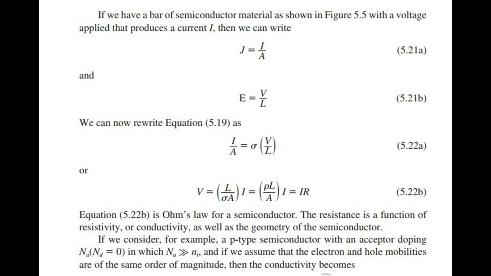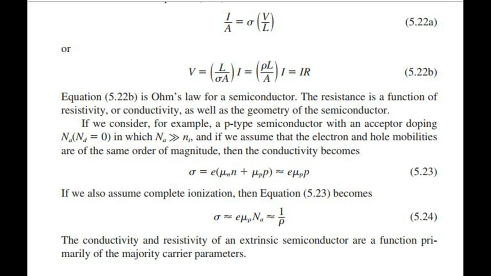If we consider, for example, a p-type semiconductor with an acceptor doping N_a, N_d equals 0, in which N_a is much greater than n_i, and if we assume that the electron and hole mobilities are of the same order of magnitude, then the conductivity becomes the following. If we also assume complete ionization, then equation 5.23 becomes the following. The conductivity and resistivity of an extrinsic semiconductor are a function primarily of the majority carrier parameters.